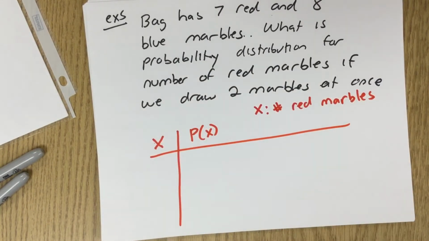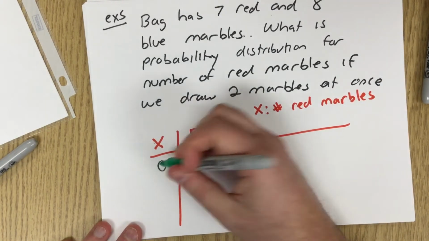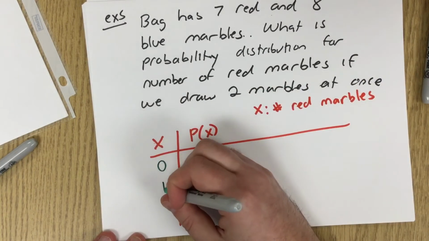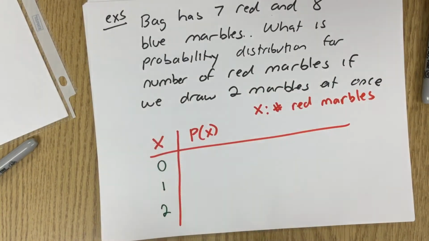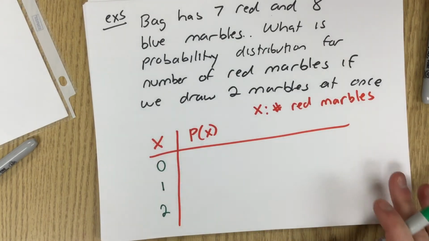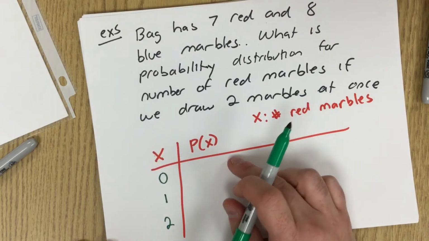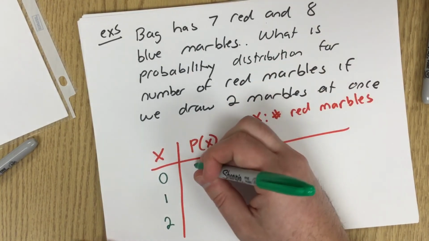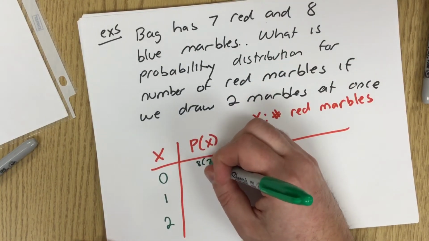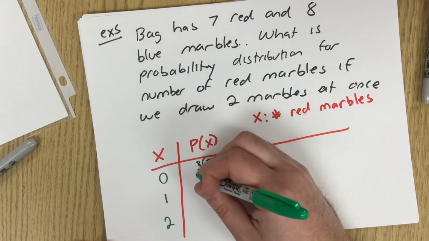So what could that be? If we're going to draw 2 marbles at once, and we want to know how many red marbles we can have, that means we can have either 0 red marbles, or 1 red marble, or 2 red marbles. And it's a relatively complicated thing. So if we have 0 red marbles, we have to choose 2 blues. There's 8 blues, so this is going to be 8 choose 2 over 15 choose 2.